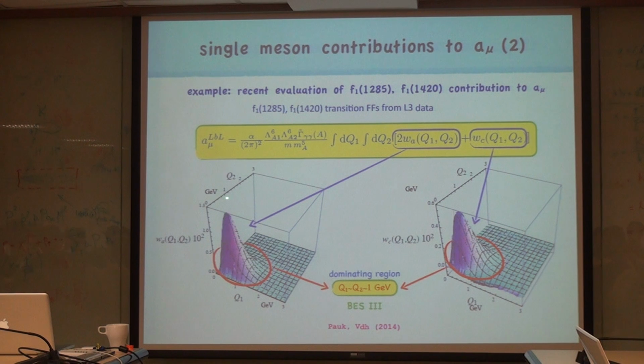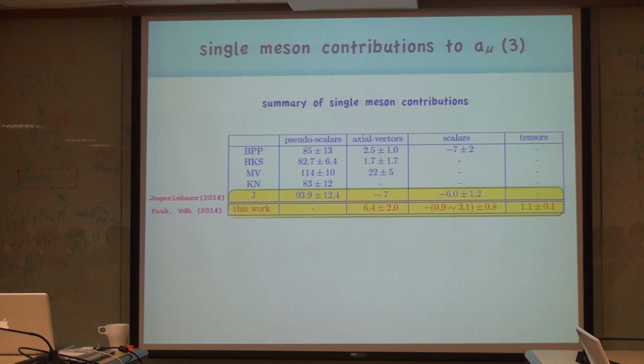So if one has accurate information in these ranges, you can basically reconstruct this quantity a_mu. And okay, this is just the table of the different contributions which have been calculated.